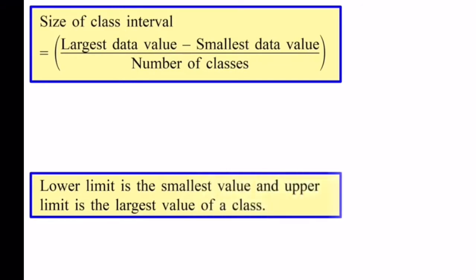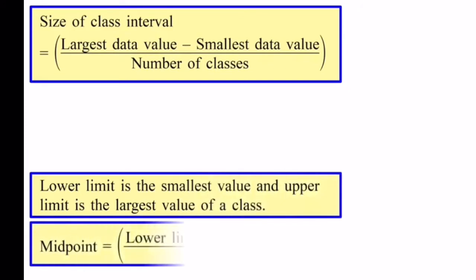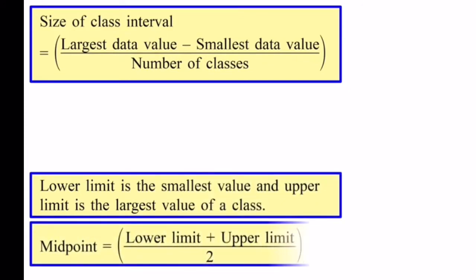What is the size of class interval? It is the largest data value minus the smallest data value, divided by the number of classes. The lower limit is the smallest value and the upper limit is the largest value of a class. These two definitions are very important, so you must know how to find the size of class interval.